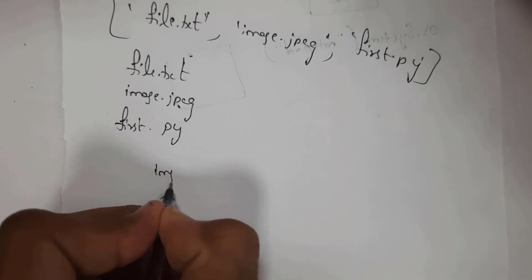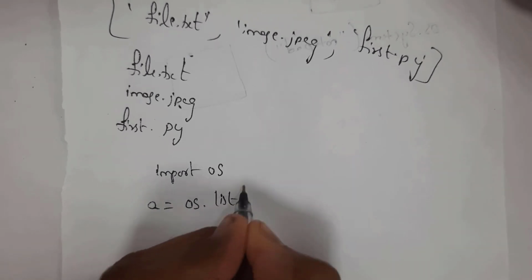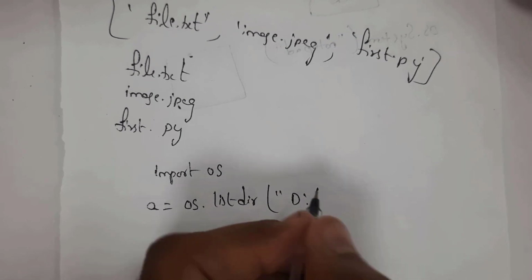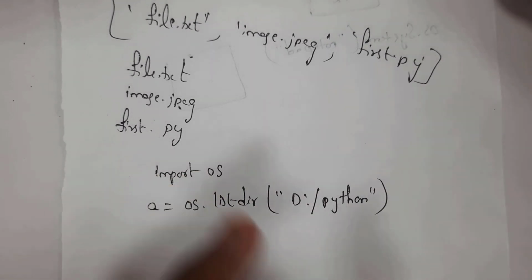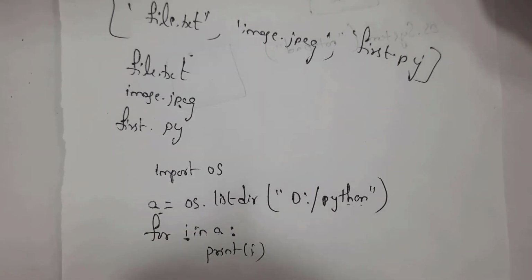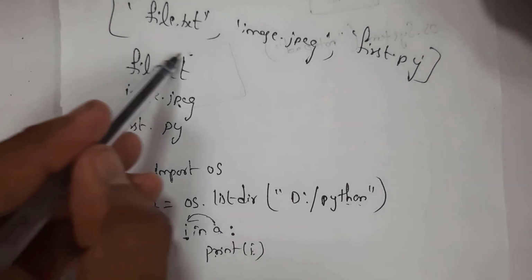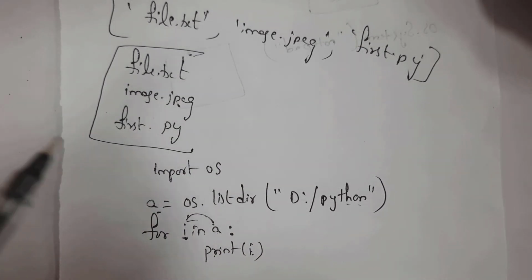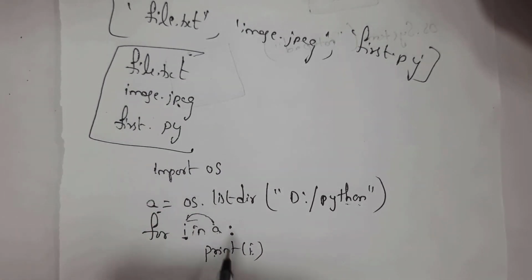Just write here import os and I took a variable, that is a equal to os dot listdir, that is nothing but list directory. This folder is present in local disk D with name Python. I am storing this command in variable a and next I took here for i in a. Whatever files are present in the Python folder, it will store all those files in variable i, and whenever you write here print i, you will get output file.txt and in the next line image.jpeg and again in the next line first.py, because print i by default will take a newline.